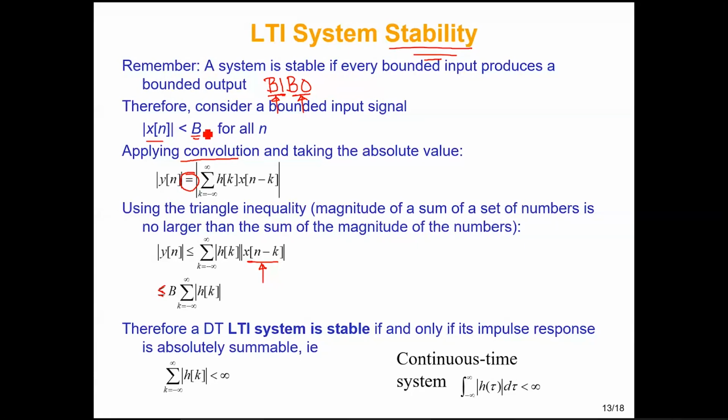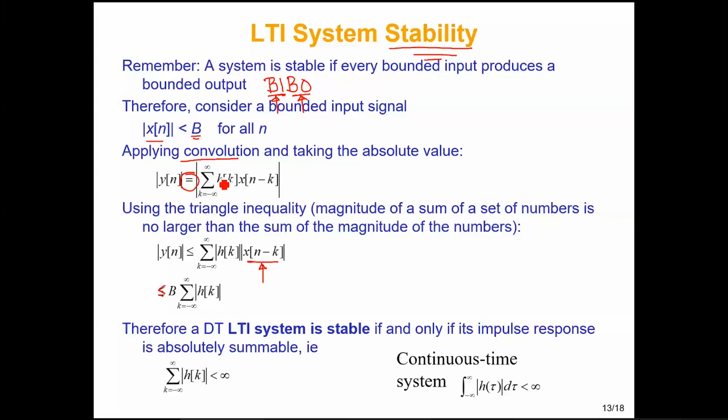Now this b can be anything. It can be 1, 2, 10, 100, 1000, whatever, but some finite value. It will not be infinity. It has some upper bound. So this is b, some value, and all our inputs are less than this upper bound b. So this is our bounded input. Now the output is the convolution of input with impulse response, and this is h of k x of n minus k. We take the magnitude of y of n, that means the magnitude of this convolution.